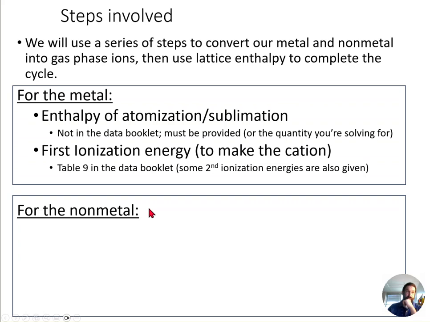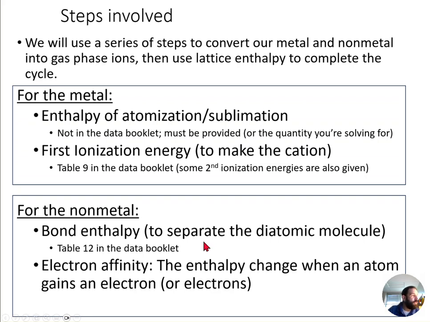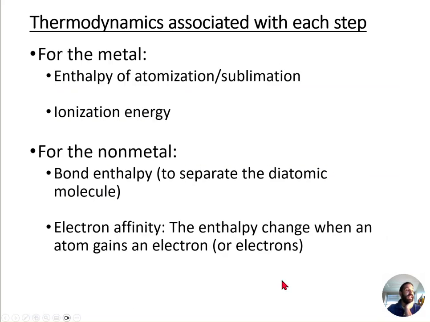So for the nonmetal, we got to do the same thing as well. But the nonmetal is a diatomic molecule, so the first thing we need is the bond enthalpy, which is the energy change associated with separating the atoms in the diatomic molecules. You can find bond enthalpy in table 12 of the data booklet. And finally, once you have your gaseous nonmetal atoms, we have to turn them into gaseous anions. So we have to add electrons, so we'll need the electron affinity, which you can also find in table 9 in the data booklet.